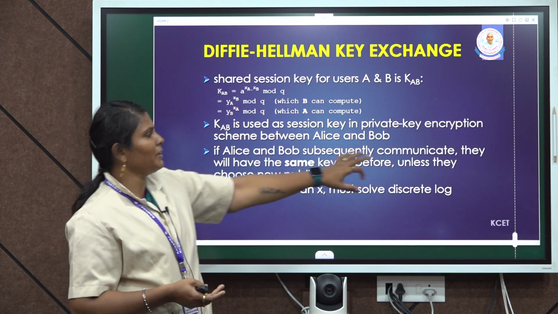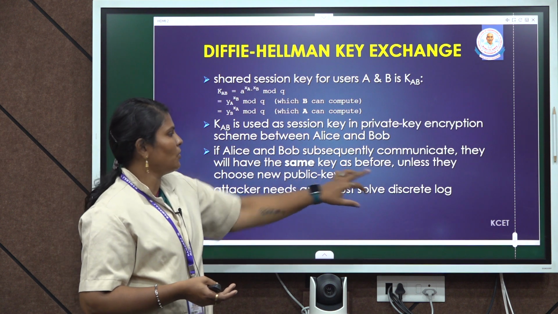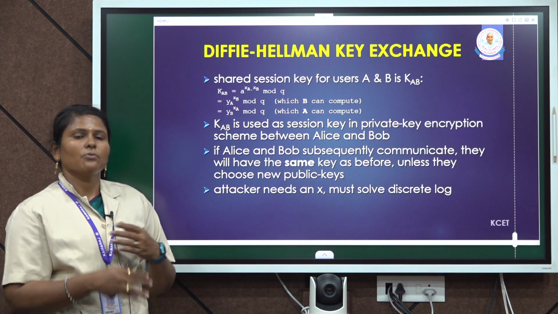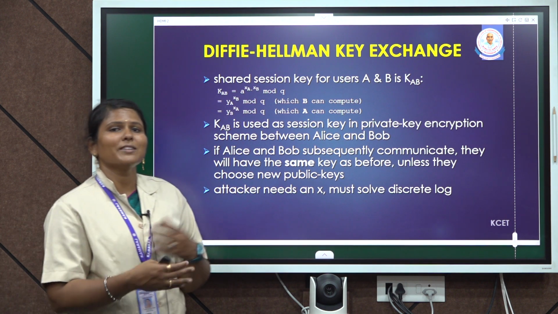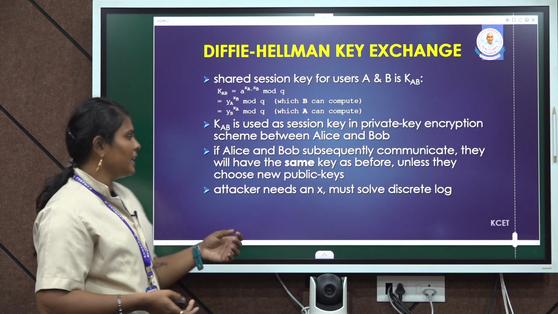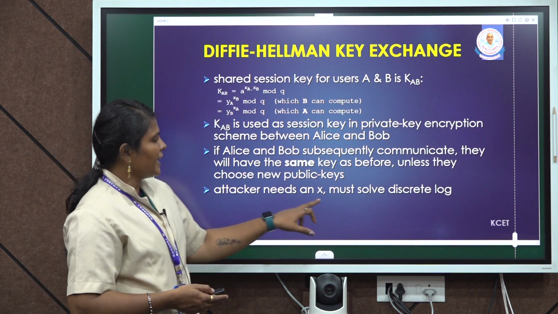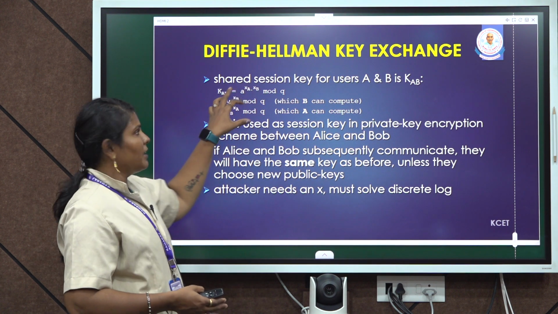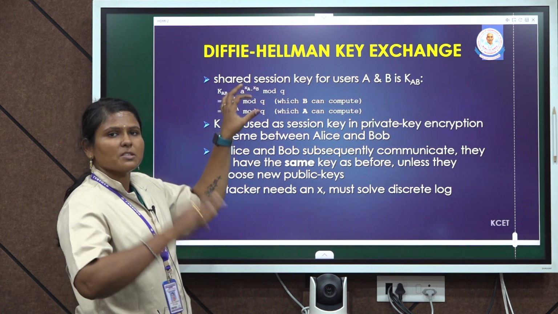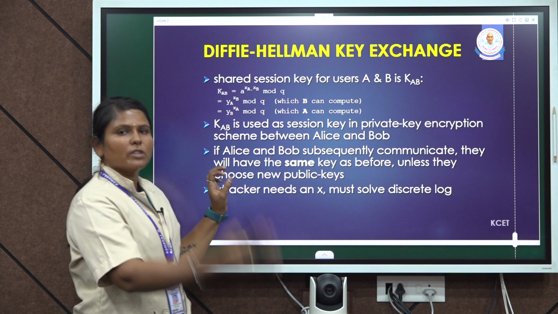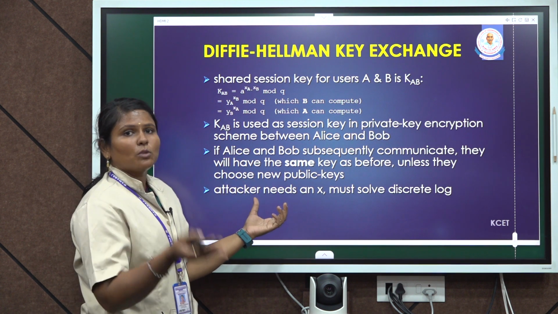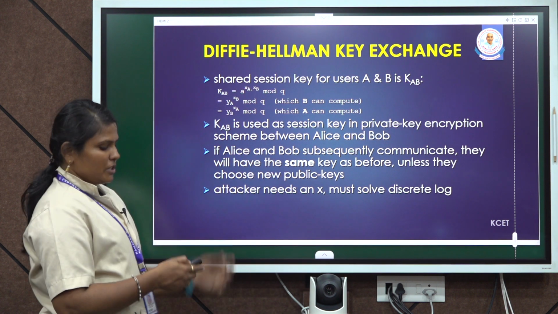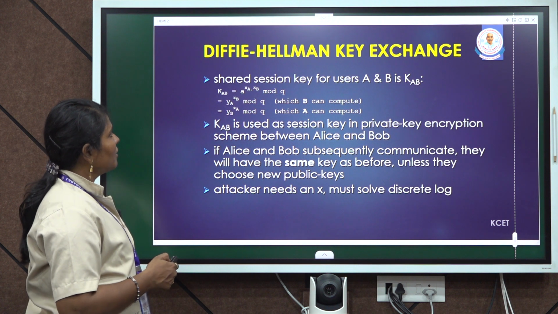If Alice and Bob subsequently communicate, they will have the same key as before unless they choose new public keys. Once the session is established, they will use the same key for their subsequent communications; they will not go for a new key for everything they send in the network. The attacker needs X and must solve the discrete logarithm. If the attacker wants to break the system, they have to know the private key, which is known only to the sender and the receiver. Without this X value, they can't find out anything from the information they got. That is what is quoted here.